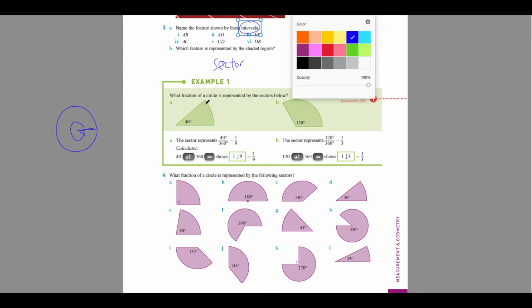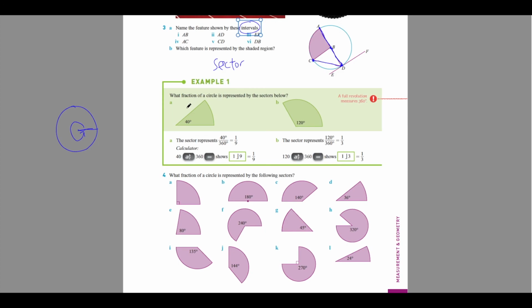So if you think of it this way, if you ate a pizza slice that's 40 degrees, I mean, I'm not saying you're actually going to measure how many degrees a pizza slice is, but say if you did and it was 40 degrees, that means you ate 1/9 of a pizza. Now, if this is 120 degrees, then it's obviously going to be bigger, right? So this sector will represent 120 divided by 360, which equals 1/3.